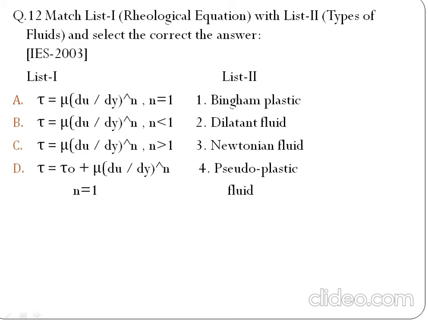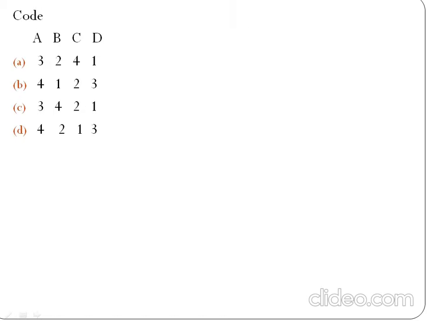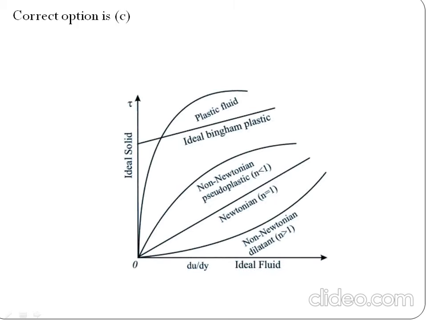Here the code for this is given. So the correct option is C, which we can see in the figure. Here is the graph between tau and du by dy, which shows the behavior of the fluid.